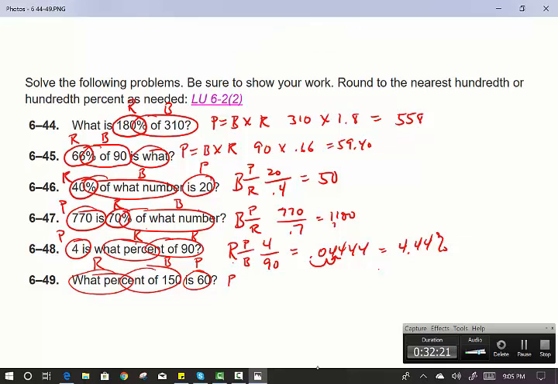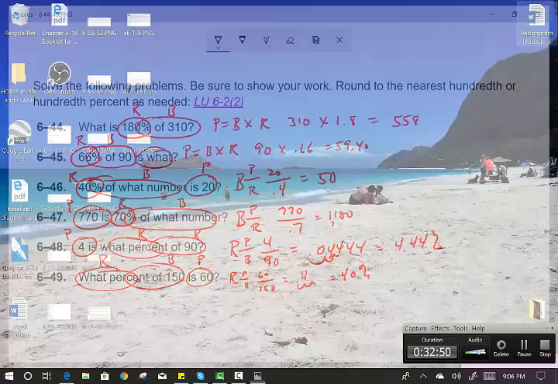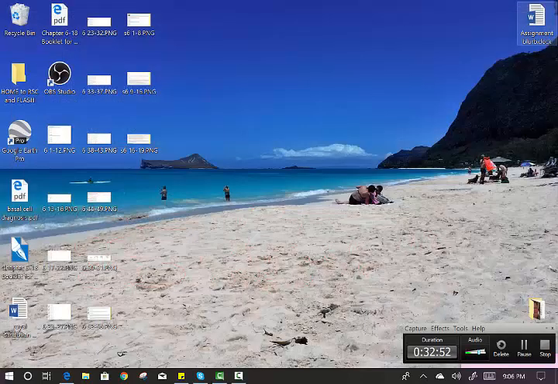Okay, rate is equal to part divided by base. Part is 60 divided by 150, and that will equal 0.4. Since you want to convert that decimal to a percent, move the decimal point 2 places to the right, which is equal to 40%. So 40% of 150 is 60. Okay, let's go ahead and look at the next question, number 50.